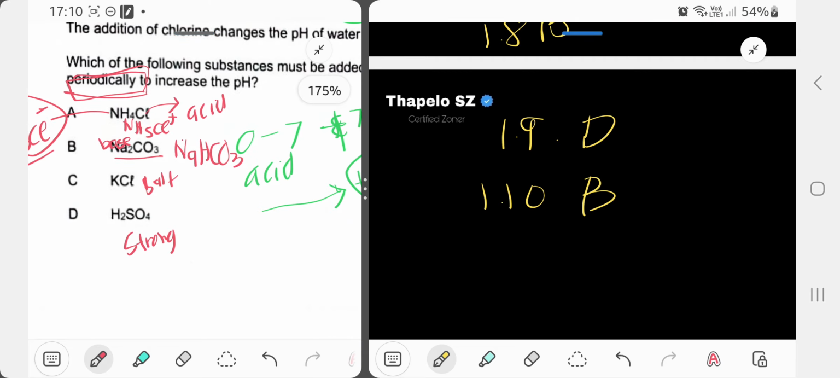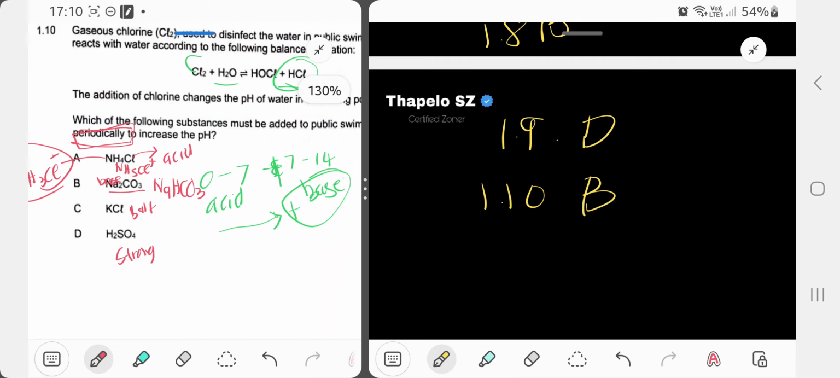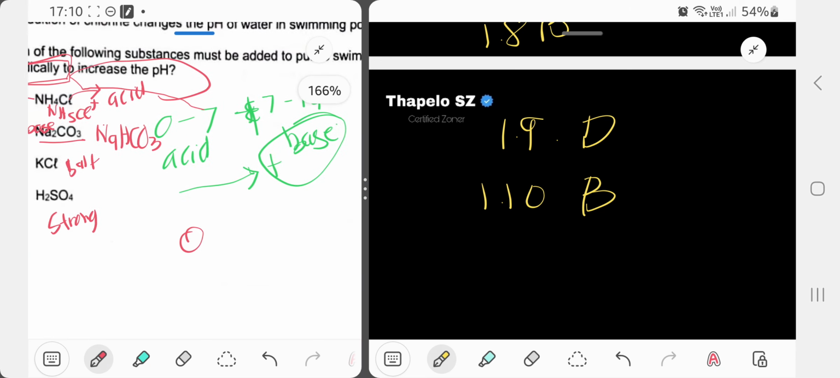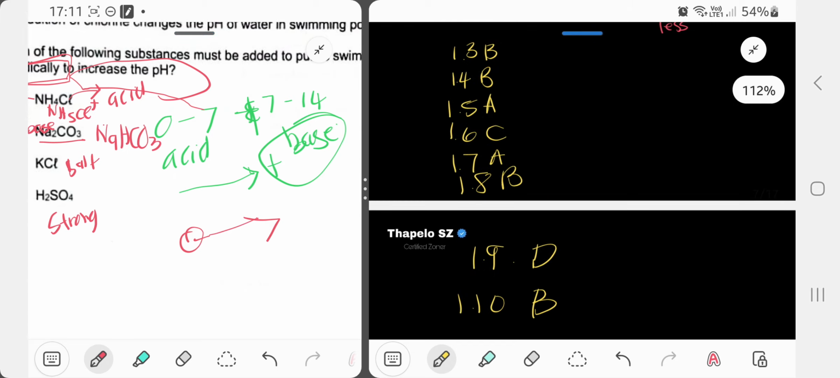So for 1.10 we can go with B, because that's the base and that's the one that will increase the pH from that very, very low acidic pH to something around neutral or maybe even basic. But we doubt it's going to be fully basic, because it's a weak base. So it can periodically increase the pH. So yeah, this was the multiple choice question of this paper.